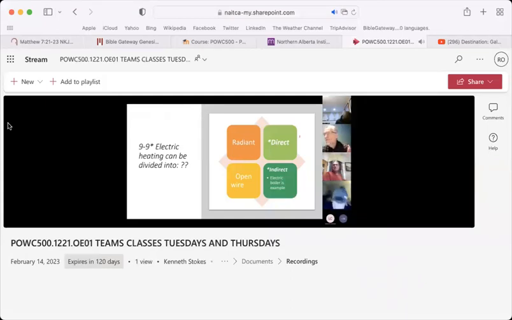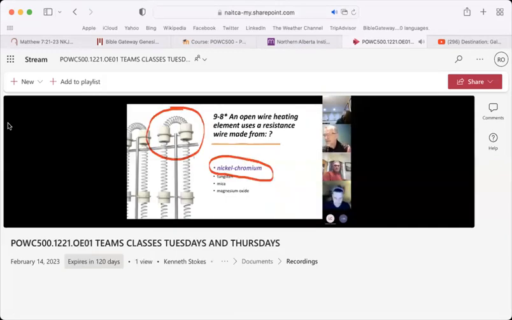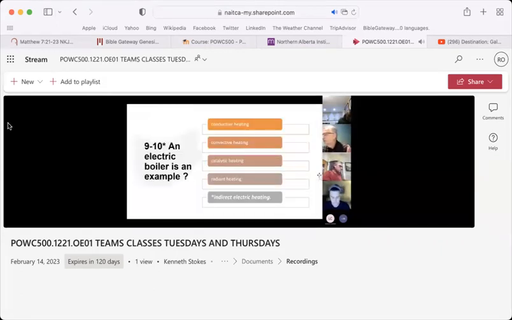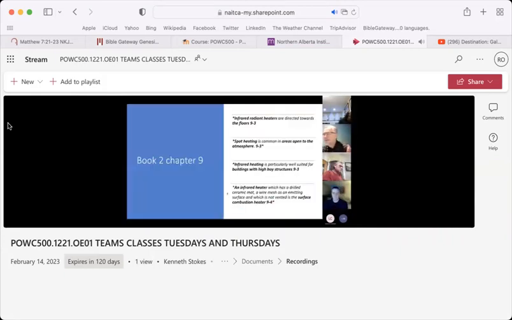Electric heating classes, direct or indirect. Direct is a heating element that gets hot and heats up things around it. Indirect, one example is an electric boiler. There's the indirect electric heating. All the above. Infrared radiant heaters are directed towards the floor. Spot heating is common in areas open to the atmosphere.